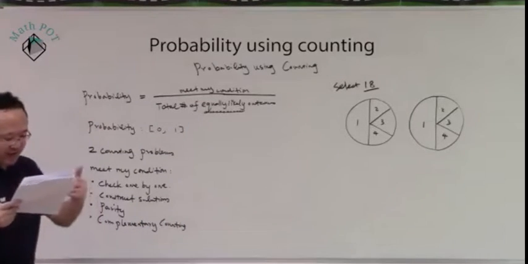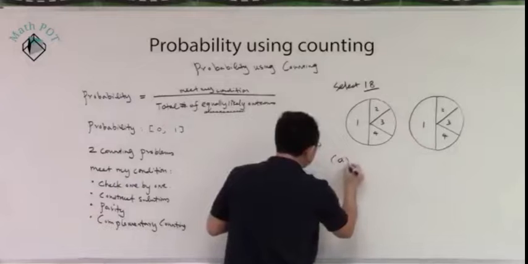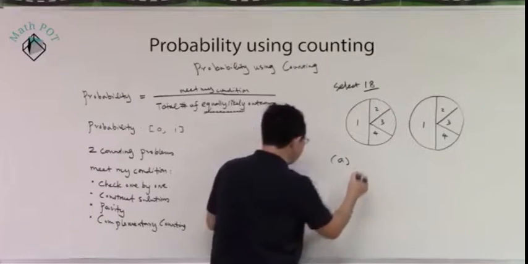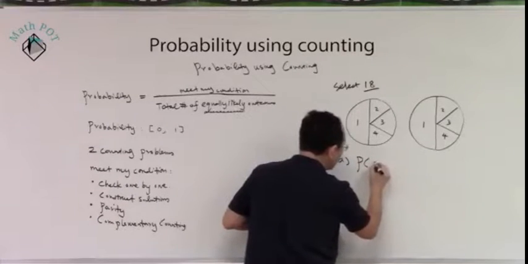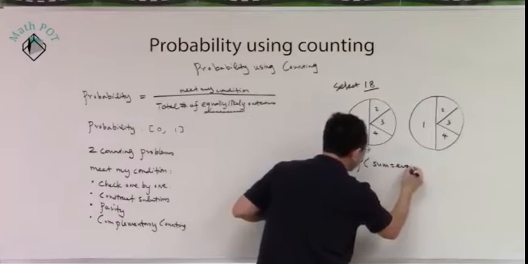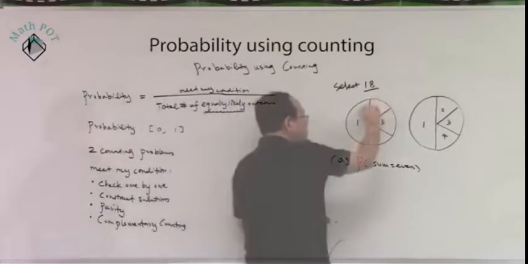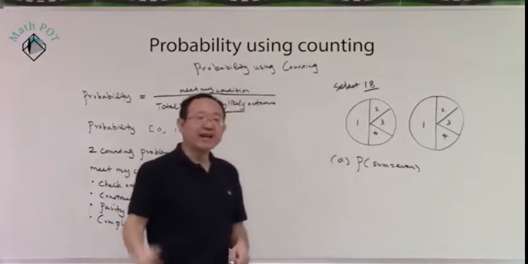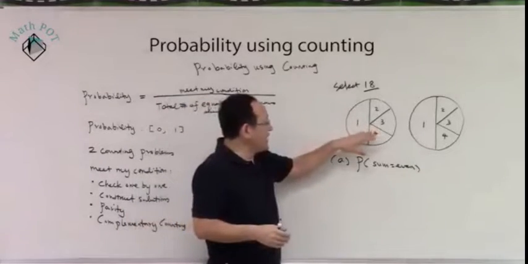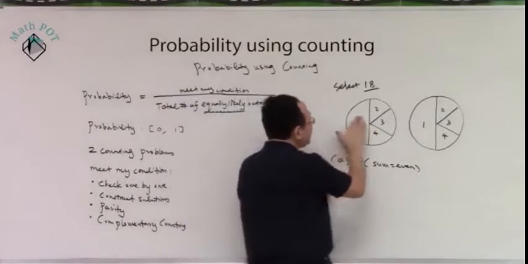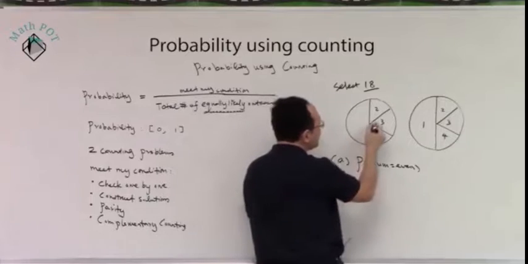So let's try to figure out A, B, and C. First problem. What are the probability the sum is even? What probability sum is even? Let's see how to solve this one. 1, 2, 3, 4. They are not equally likely. 2, 3, 4. They all equally likely, but not 1. So that means what? We need to divide this one into equal area.